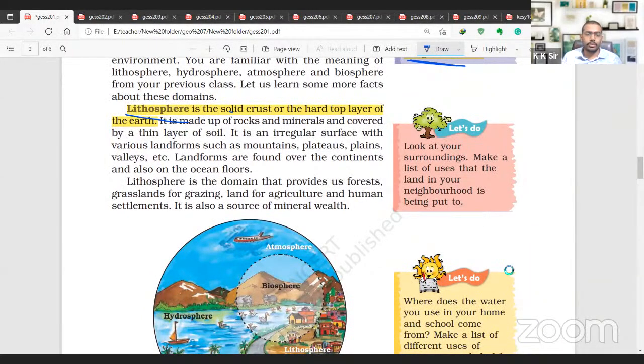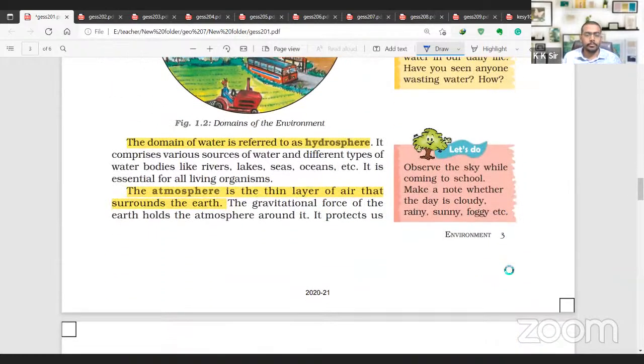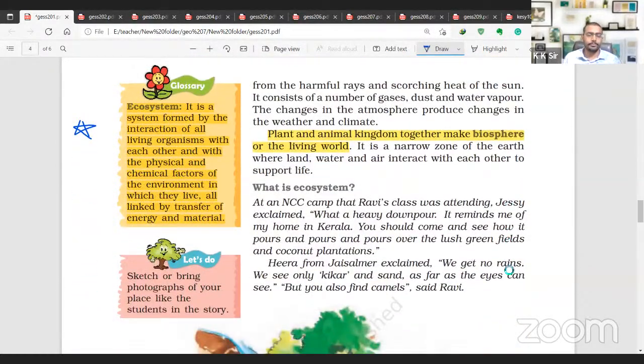Lithosphere, we know it's a solid crust or the hard top layer of the earth. Earth का जो ऊपर का layer है, that's lithosphere. Here we will find forests, grasslands, etc. Water is hydrosphere and air is atmosphere. We know up till this part.